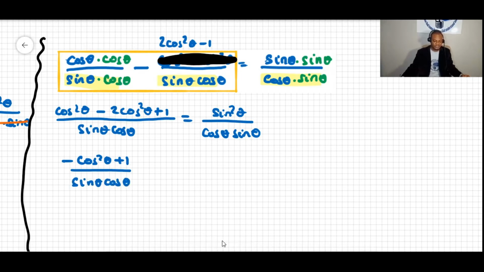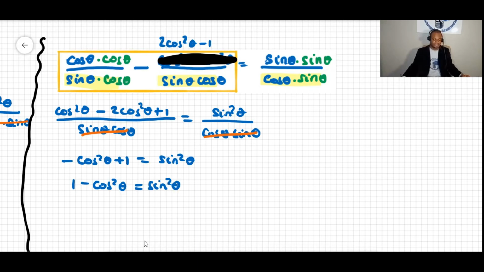Okay, from there, as I said earlier, we can just cross the denominator, okay? So now this will be equal to sin squared theta. Now notice that negative cos squared plus 1 is the same as 1 minus cos squared theta, equal to sin squared theta. And this is even the identity itself, because all this makes sin squared equal to sin squared theta.